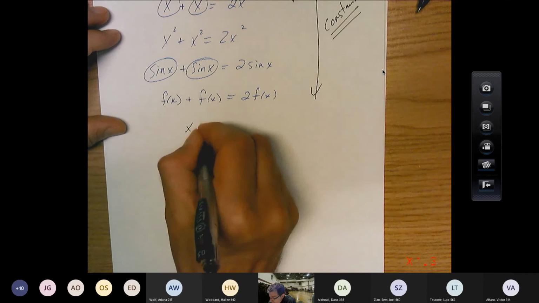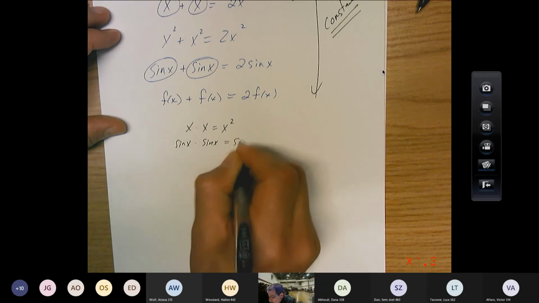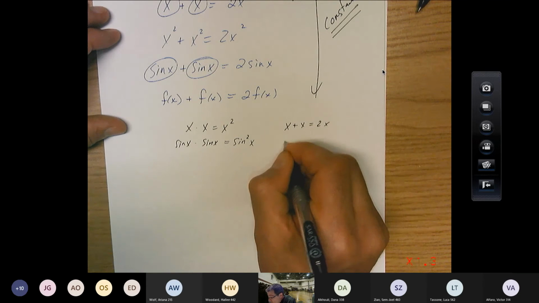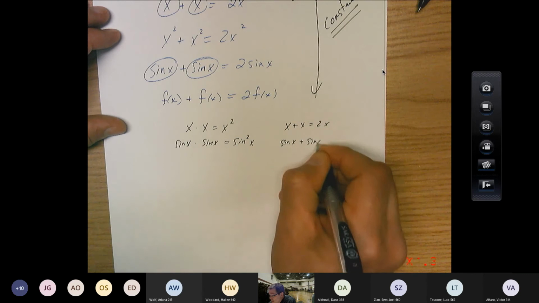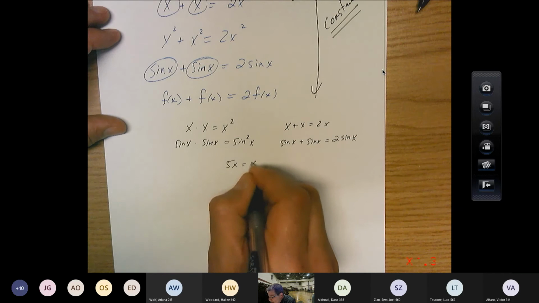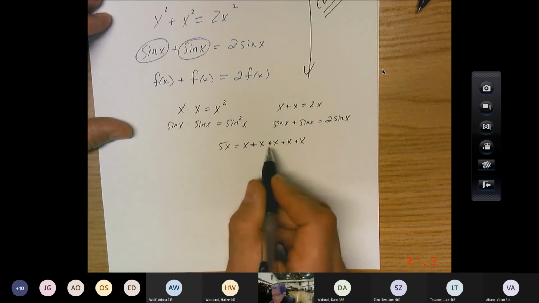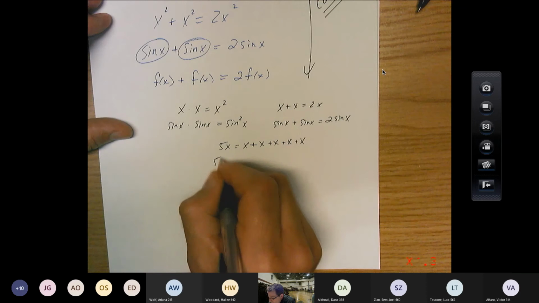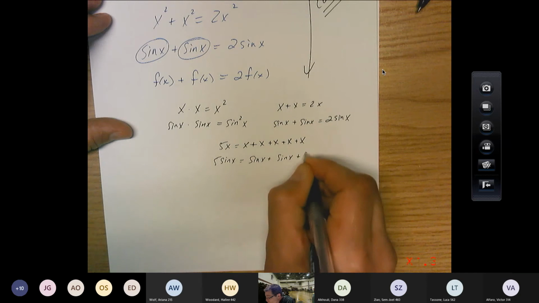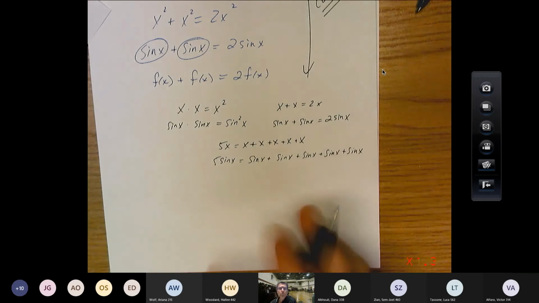So if we know that x times x equals x squared, then it follows that sine x times sine x is sine squared x. If we know that x plus x is 2 times x, it follows that sine x plus sine x is 2 sine x's. If we know that 5x means x plus x plus x plus x plus x, and now you're going to see why we don't use the pluses so many times, because it makes things look awful, that if I say 5 sine x, it means sine x plus sine x plus sine x plus sine x plus sine x. The rules of algebra don't change.